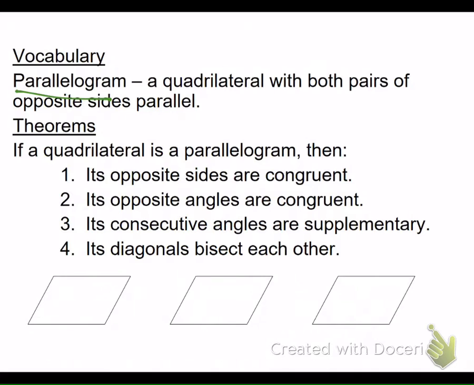But a parallelogram is a quadrilateral, so it has 4 sides, and both pairs of opposite sides are parallel. So this is what a parallelogram looks like. These 2 are parallel. These 2 are parallel. When that happens, these 4 properties are true. So I'll give you some time to write those down. Then we'll talk about what they mean.